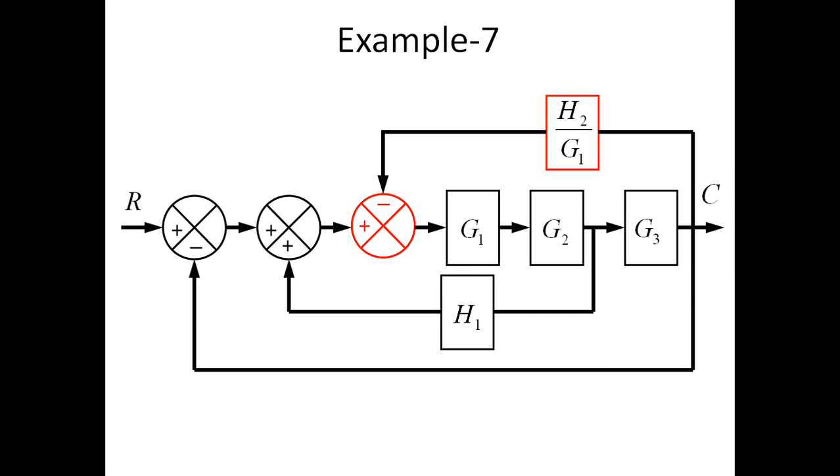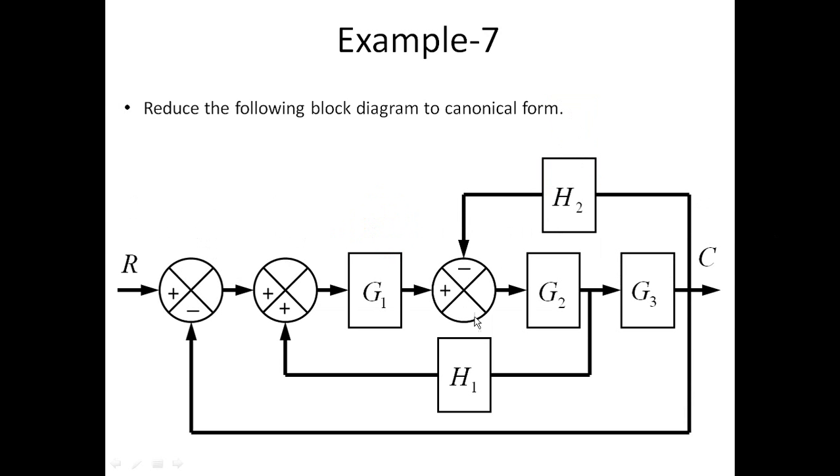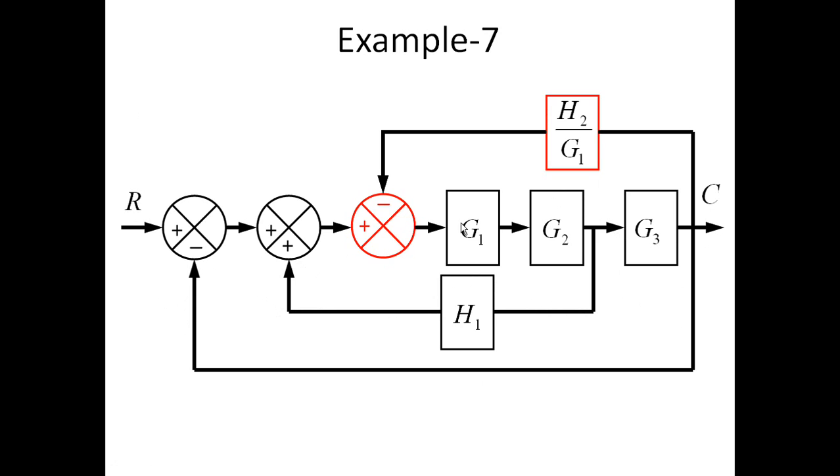So here we just move this summing point to the left side of the G1 block. What happens? In the H2 feedback path, the effect of G1 is absent, but if we shift it to the left side then the effect of G1 is present, so we need to divide this H2 by G1 while shifting to the left side. So we shift to the left side and just multiply by 1 by G1.